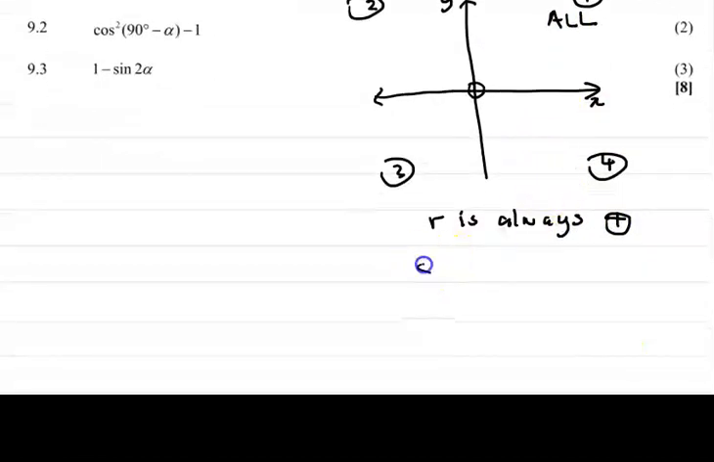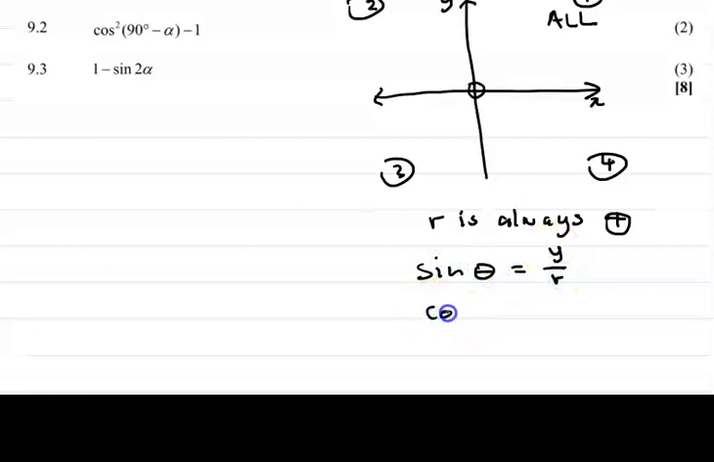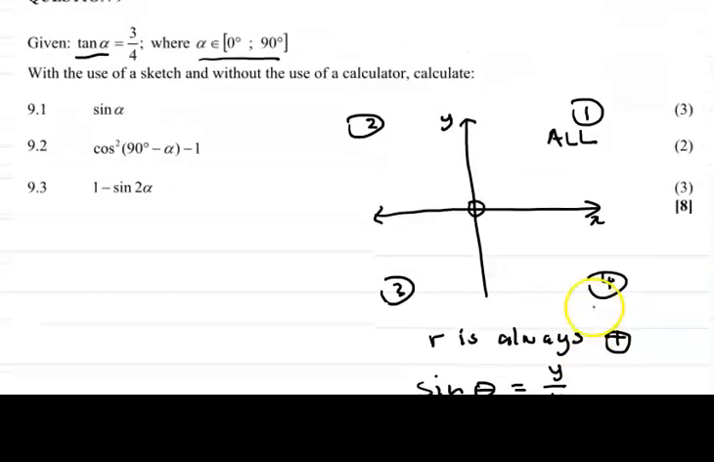Now quickly, let's just establish our trig ratios. If I have a reference angle theta, sine theta is y over r, cos of theta equals x over r, and tan of theta is equal to y over x. We can also say sine is opposite over hypotenuse, cos is adjacent over hypotenuse, and tan is opposite over adjacent. But since we're working in the Cartesian plane, we will use x, y, and r.